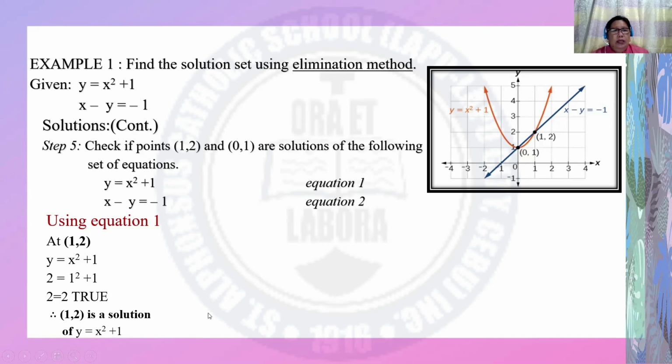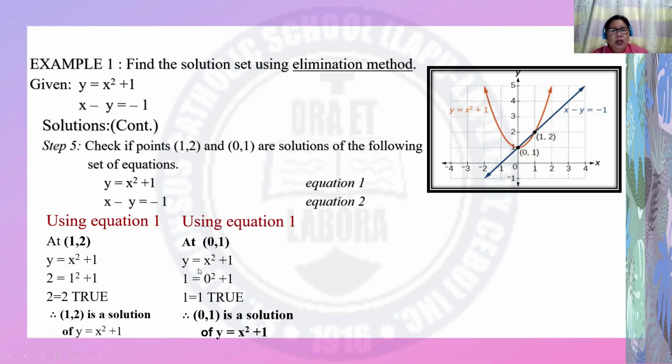Therefore, the point with coordinates 1 and 2 is a solution of y is equal to x squared plus 1. And still using equation 1 at point 0, 1. So substituting 0 to x, 1 to y, we still have a true statement. Therefore, the point with coordinates 0, 1 is a solution of y is equal to x squared plus 1.